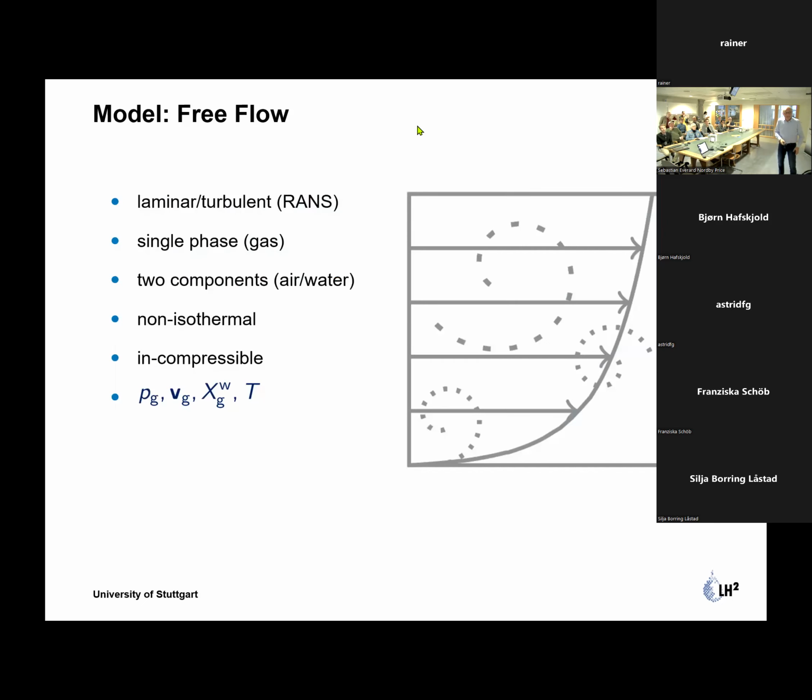Okay, let me start first with the free flow. For the free flow, we use the RANS concept. I will come back to this in a minute. Single-phase, two-component, air and water, non-isothermal. We have compressible and, of course, incompressible concepts developed for this.